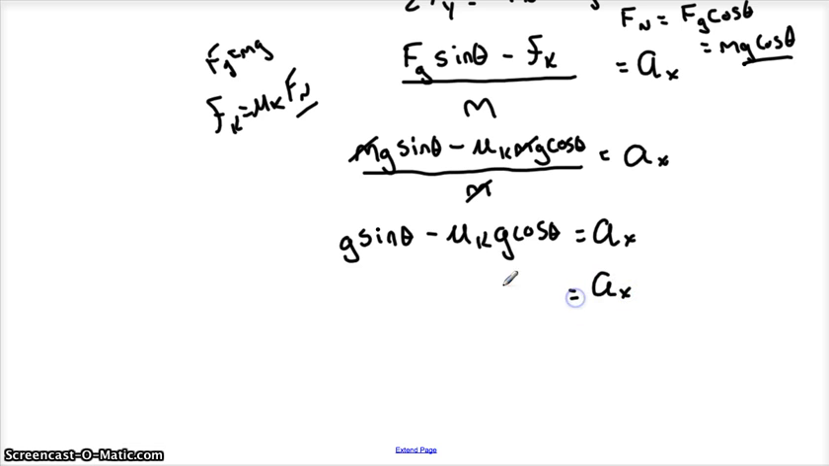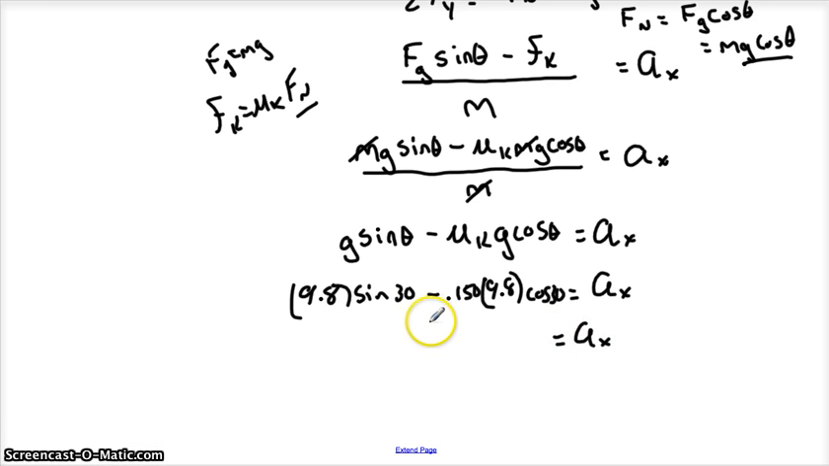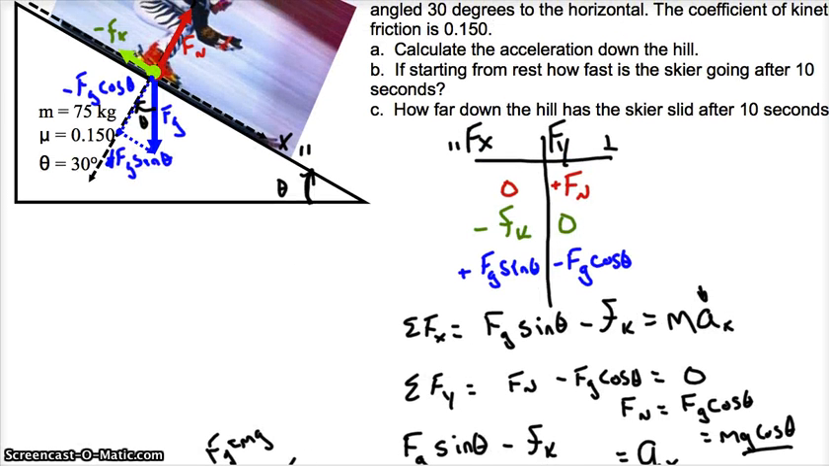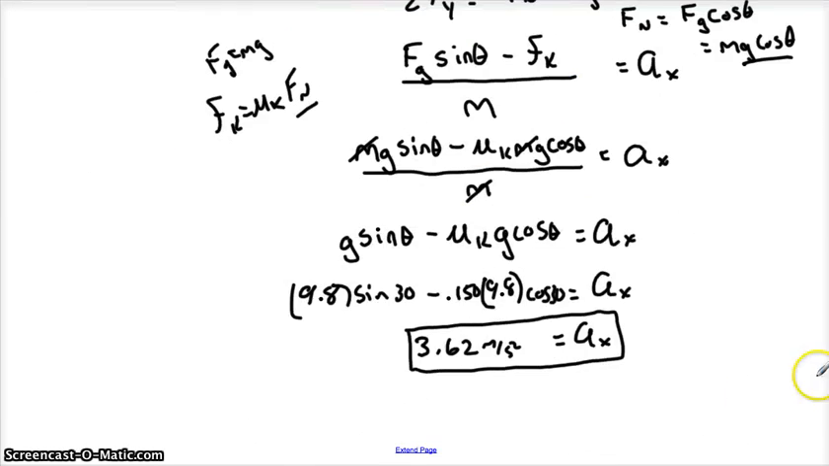Plugging in the numbers given in the problem, we'd have our 9.8 sine of 30 minus 0.150 cosine 30. And if you solve for the acceleration, we'll get 3.62 meters per second squared. So again, that was just the substitution and the solving that we're used to with the two equations. And the next two questions were how fast would they be going after 10 seconds if starting from rest, and how far down the hill after 10 seconds.